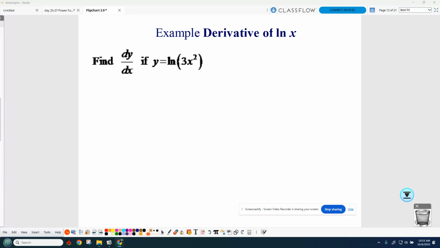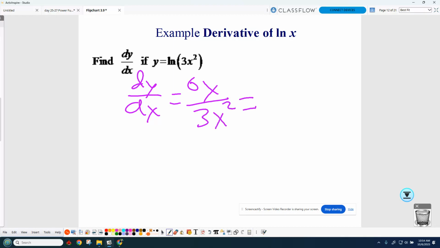Let's throw it up. Andy, what'd you get? He's writing it on the board. Sorry, it's a total maze to get up here. dy over dx equals 6x over 3x squared, which equals 2 over x. I concur. Good? Okay.